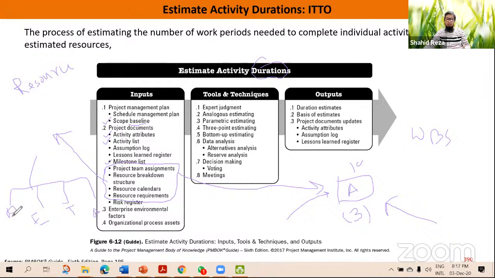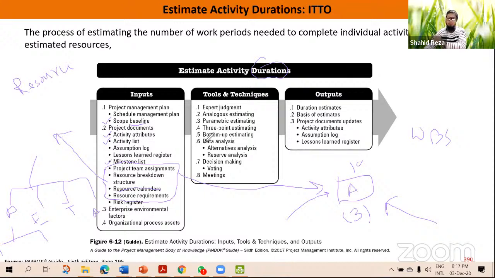Then under this programmer, you may break down again: senior programmer, junior programmers, right? So this kind of hierarchical diagram is known as resource breakdown structure. Then another important thing that you will get in the resource chapter, that is resource calendar.